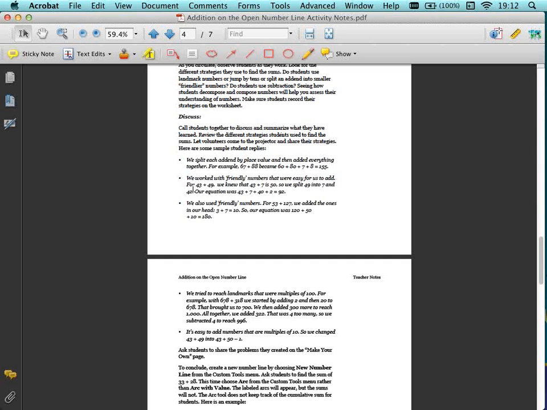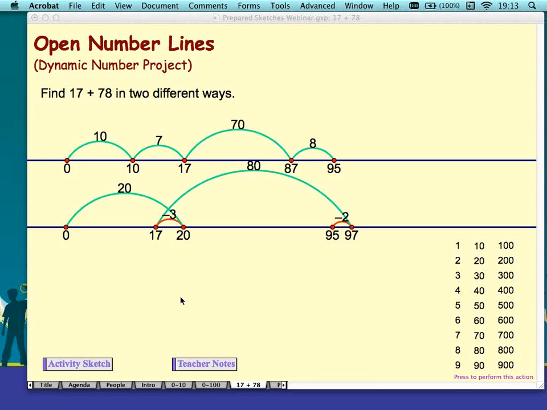Here are some points that you want to be sure come out of the discussion as the students reply and as you get students talking about what they saw and what they did. So those notes are important suggestions to you as to how to effectively use the activity, how to lead the initial discussion, and how to lead the concluding discussion.